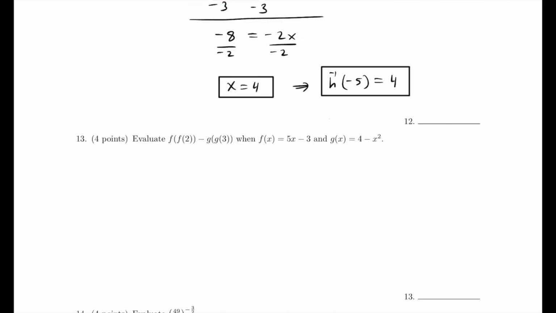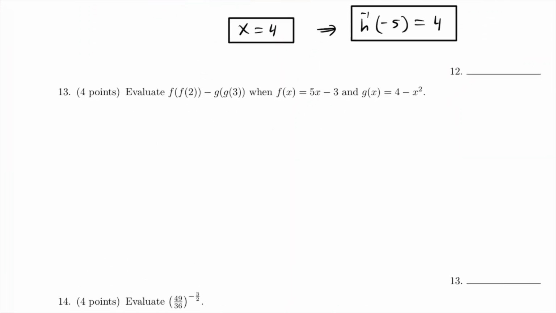Let's go into number 13. So for number 13, we want to find these compositions and then substitute them and subtract. So let's find this first. So f of 2, well, that means I'm plugging in 2 into the f function. So f of x is right here, plug in 2. So you'll have f of 5 times 2 minus 3. So that's the first. Plugging in 2 into f.